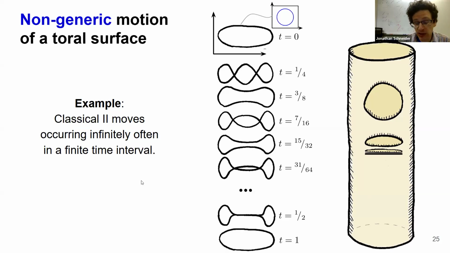This is perfectly legitimate motion for a fiberwise embedded torus in force space, and yet it doesn't look like a transformation of knot diagrams according to any diagrammatic theory I know.